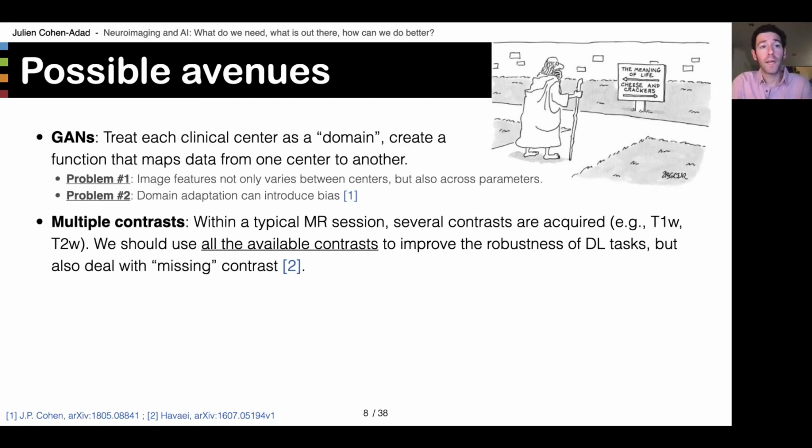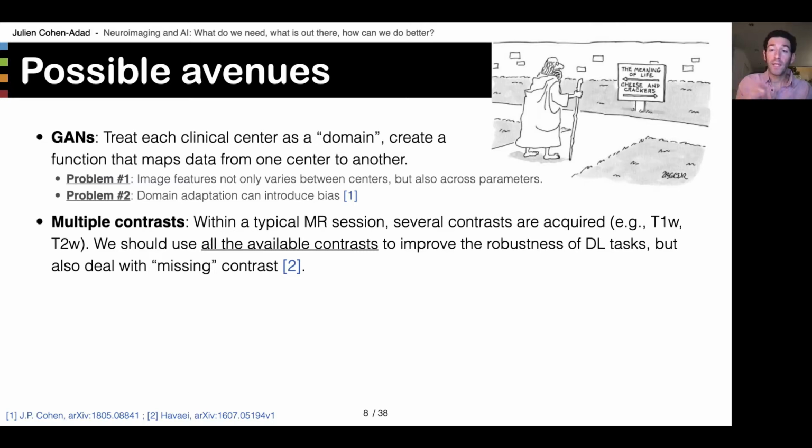Another thing that we should absolutely consider is the multi-contrast approach. Within a typical MR session, several contrasts are acquired, for example, a T1 weighted and a T2 weighted scan. And when radiologists look at images, they always have multiple contrasts opened in parallel. So they do a joint analysis, taking into account all the available contrasts.